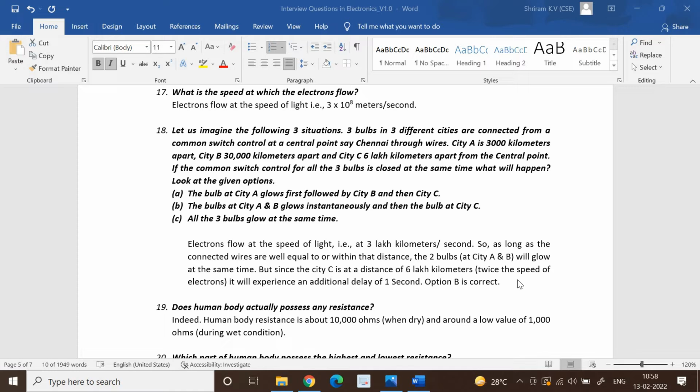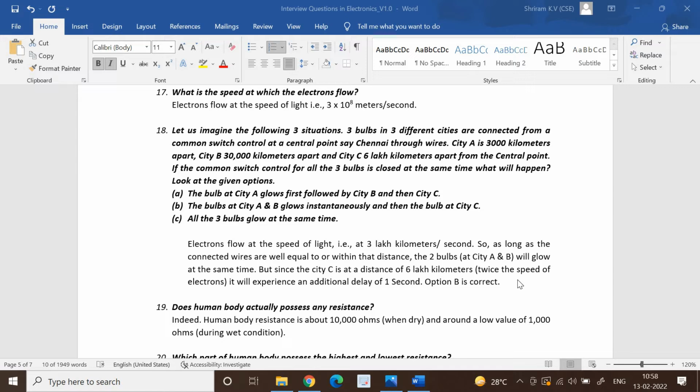The first option is the bulb at city A glows first, followed by the bulb at city B, then at city C. Second option, the bulbs at city A and B glow instantaneously and then it goes on to city C. All the 3 bulbs glow at the same time is the third option. Well, this is a very tricky question. So please read the question once again if you do not understand it. And I am going to go with the answer right now.